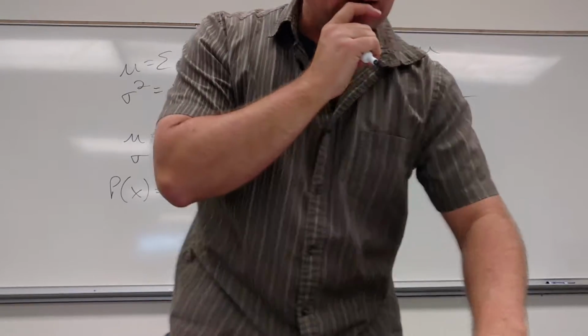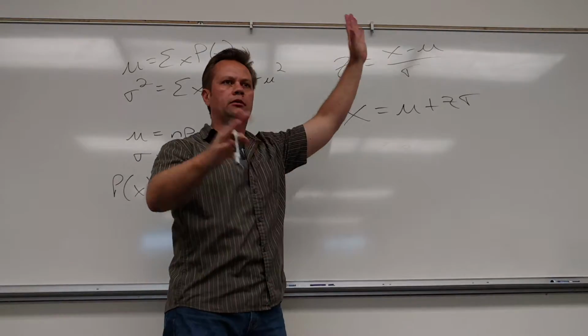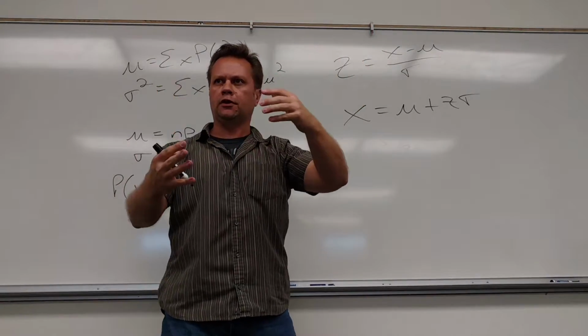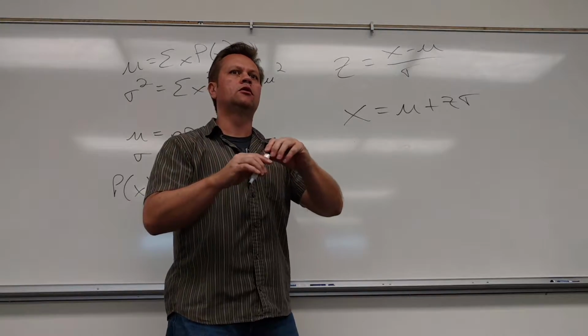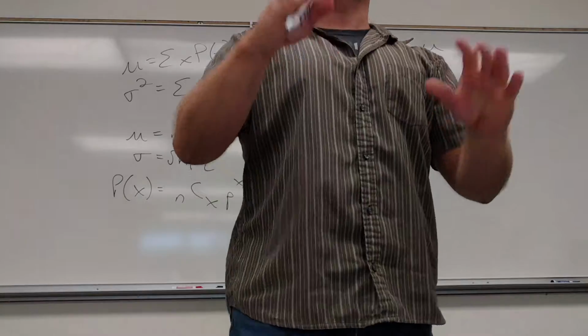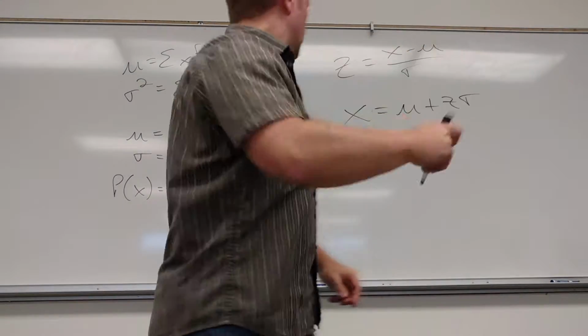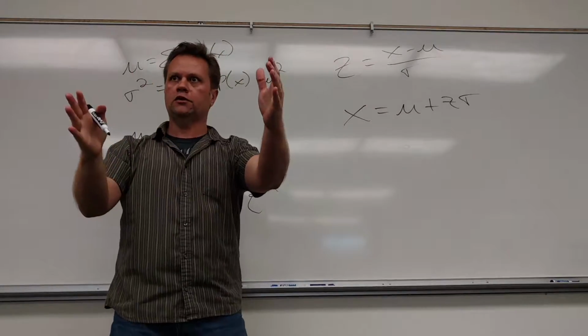Oh, so this is your standard z-score problem. What happens when I take a sample and I ask about sample means? What has to happen? You divide the standard deviation by the square root. So this sigma is good for individuals, right?